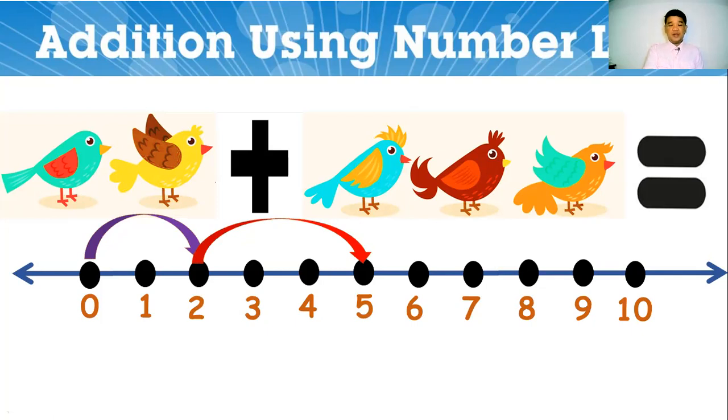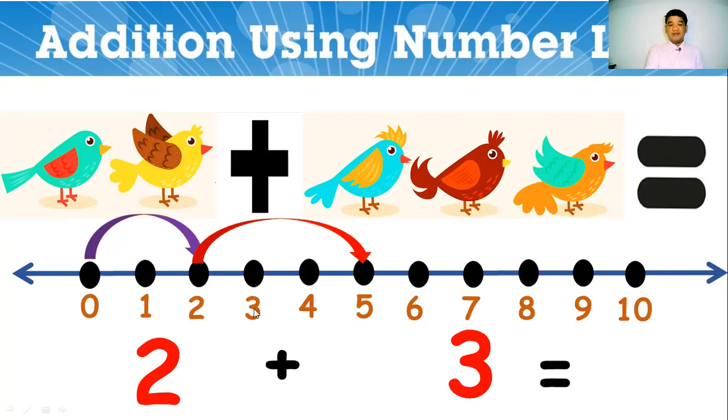Again, how many birds are there altogether? Now, using this number, we can write as 2 plus 3. Now, you have an answer. Another question I mean to say is, how many birds are there altogether? So there are 5 birds altogether. Again, how many birds are there altogether? There are 5 birds altogether. All right? So that's very easy.